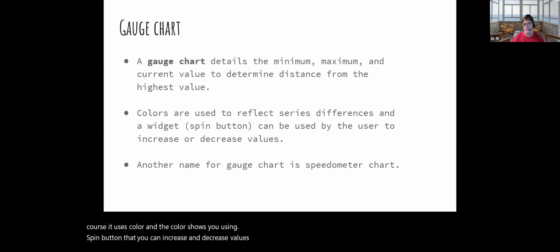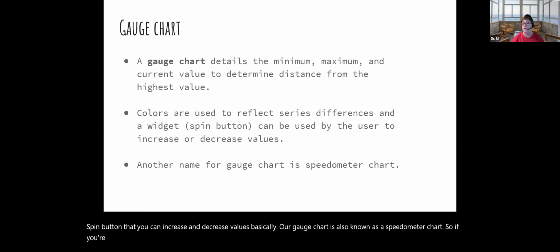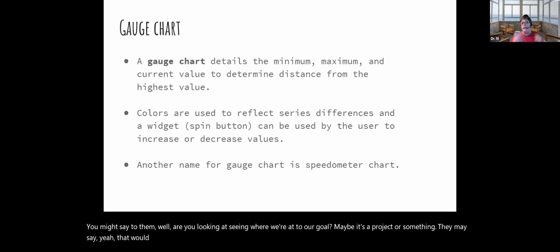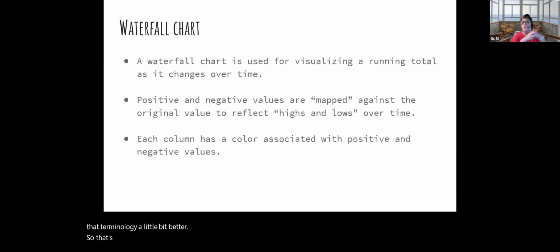Basically, our gauge chart is also known as a speedometer chart. So, if you're ever proposing to use one of these to someone, you might say to them, are you looking at seeing where we're at to our goal? Maybe it's a project or something. They may say, yeah, that would be very useful. Okay, I'm going to recommend a speedometer chart. They're going to maybe resonate with that terminology a little bit better. So that's another word for a gauge chart.